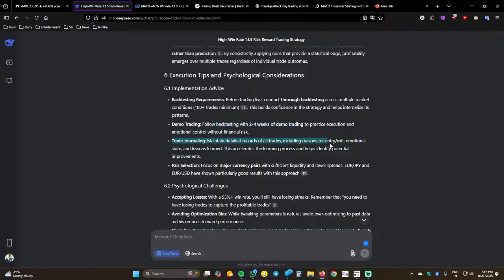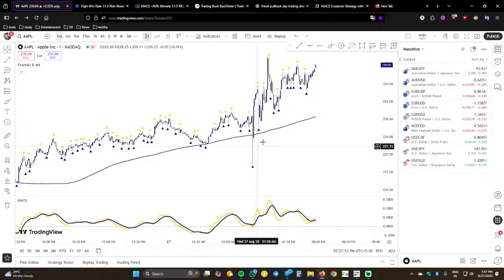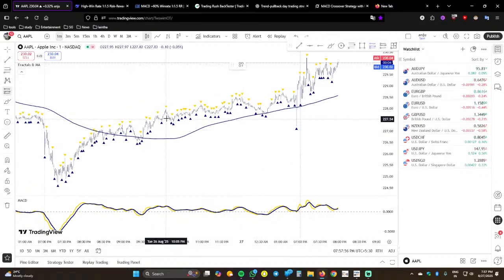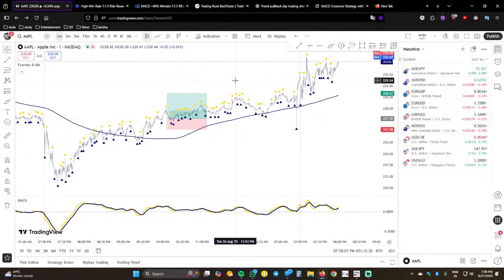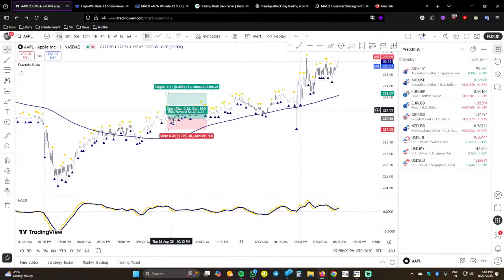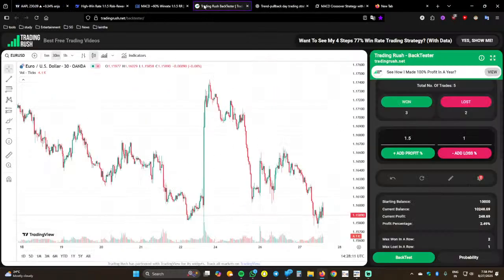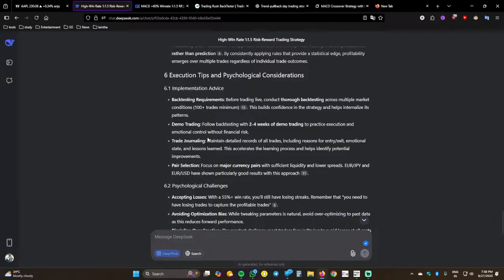Trading journal. Maintain a detailed record of all trades. This is something which must be done. Of course, for backtesting we will plot the long position and short position items on the TradingView chart, and leave them as they are. We won't be removing them, so that will be a backtest. That will be documenting our backtest, and it will act as a trading journal.